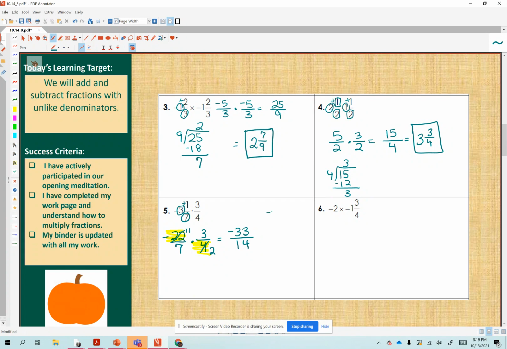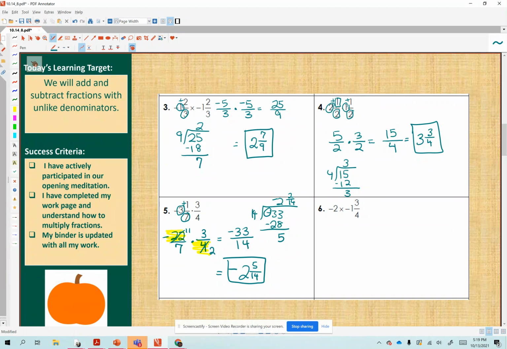So we will divide negative 33 by 14. And I know that 14 times 2 is 28. If I subtract 28 from 33, I will have a 5. So 33 minus 28 is 5. I need to remember that my answer will be negative. So that's 2 5/14. So our final answer is negative 2 5/14, which cannot be simplified any further.